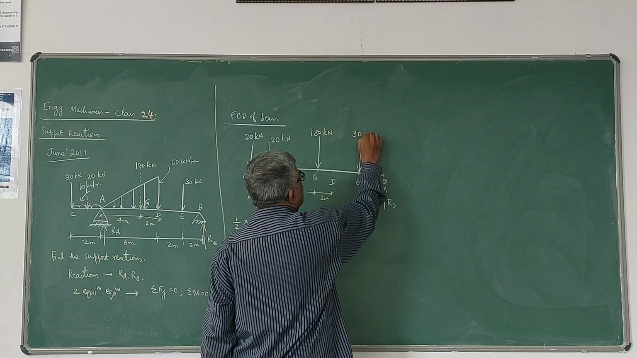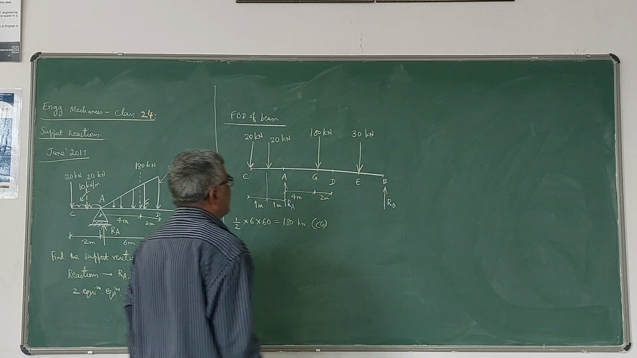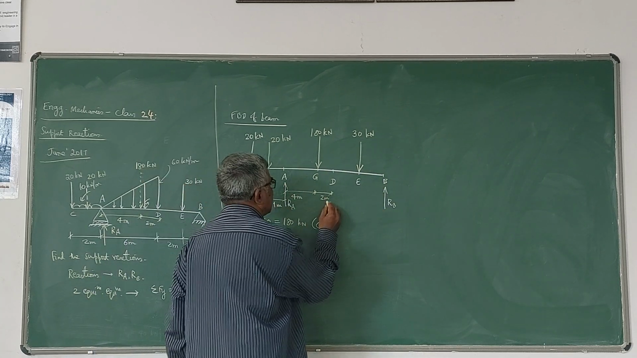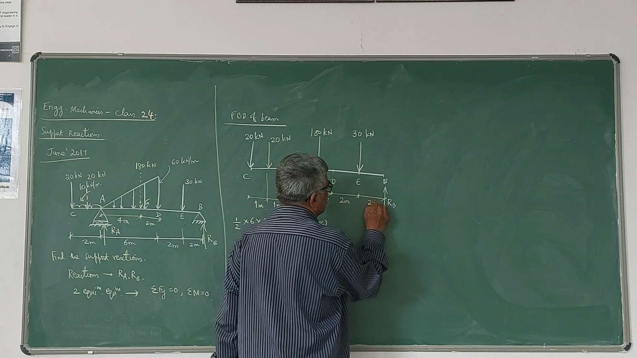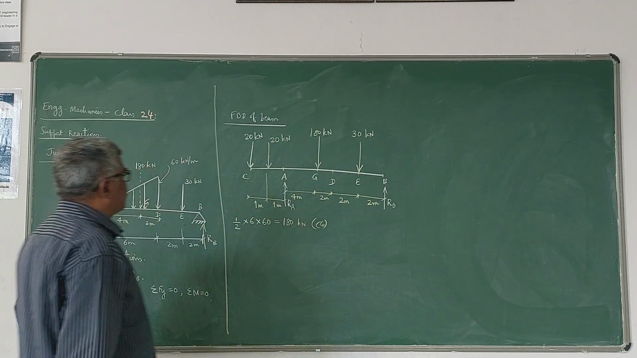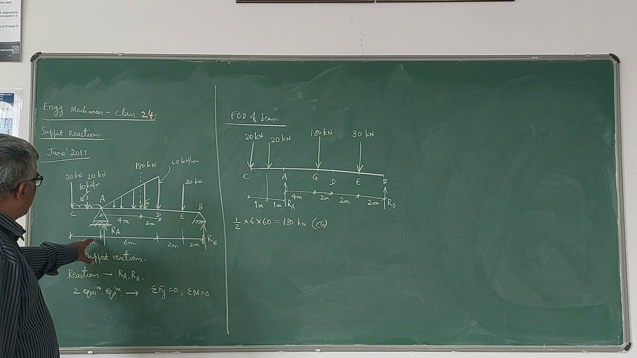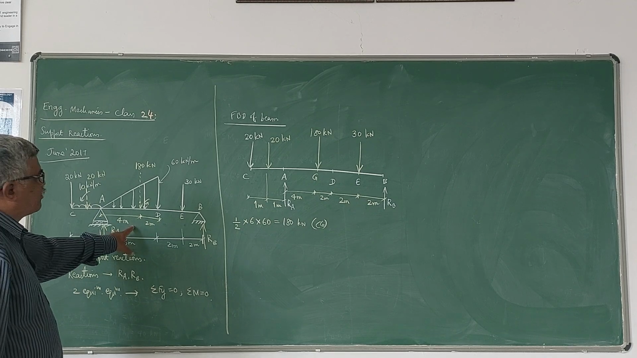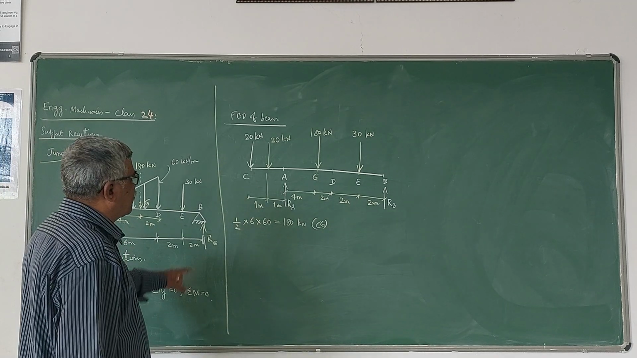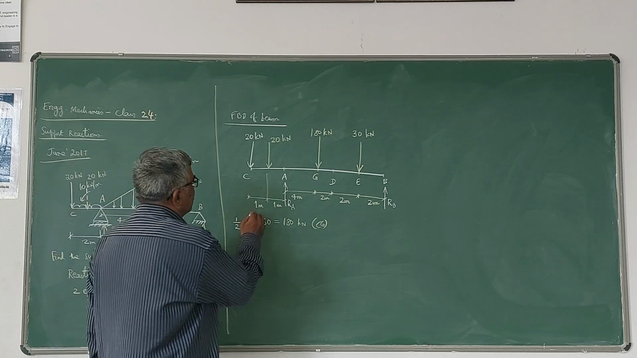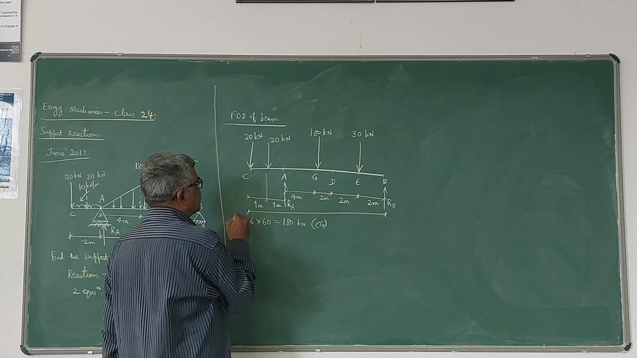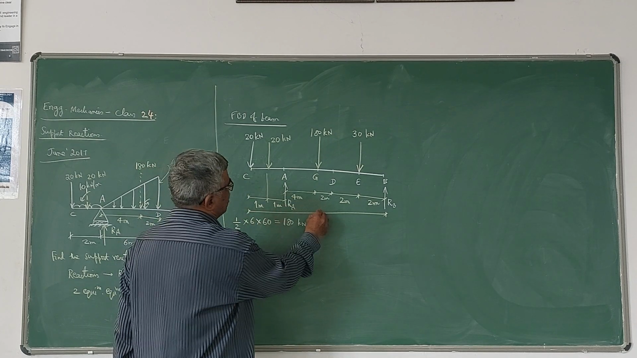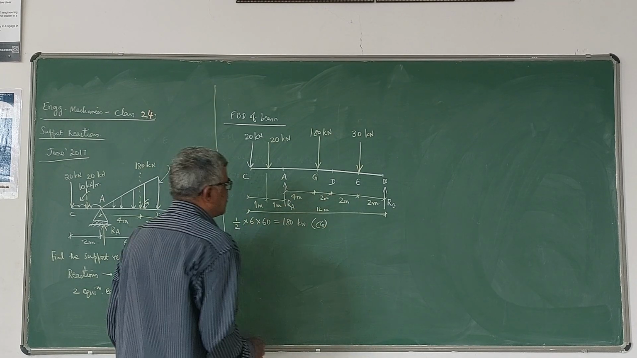Then you have a concentrated load acting at E that is given in the problem itself, 30 kilonewton. So now this is the free body diagram. DE is 2 meters and EB is also 2 meters. So the distances should be correct, you should write them correctly. So 1 meter, 1 meter, then 4 meters, 2 meters, then 2 meters, 2 meters. So the total span of the beam is 12 meters.